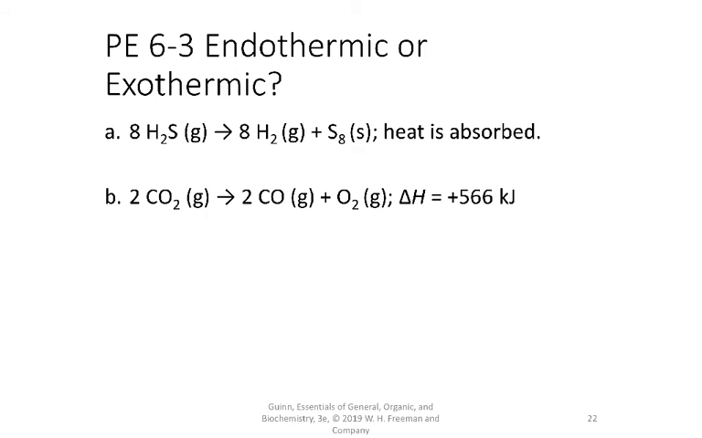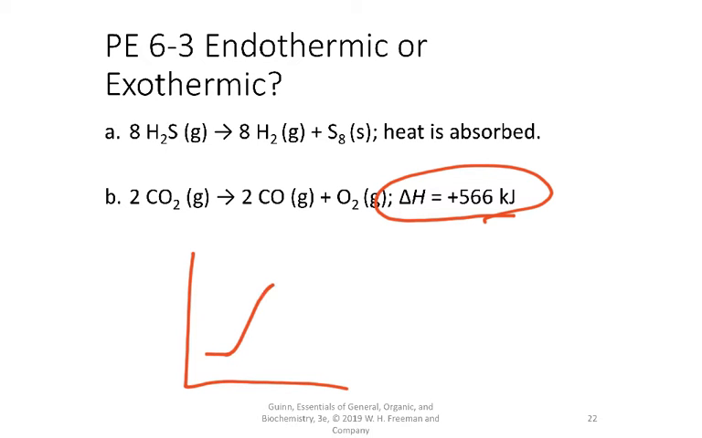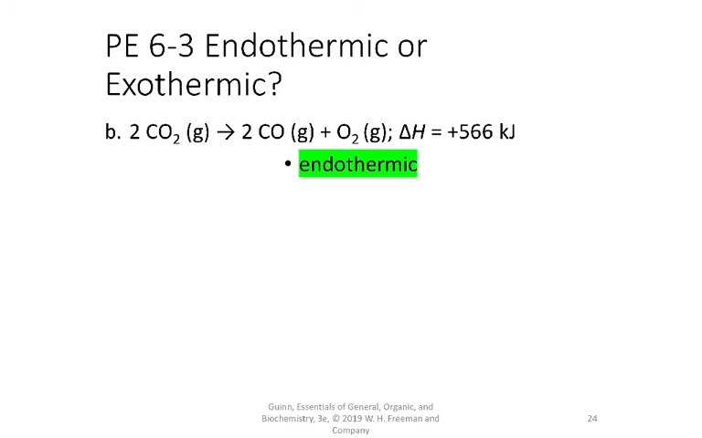B is another decomposition reaction. 2CO2 decomposes into 2CO and O2, and here the delta H value is given. It says delta H is a positive 566. So that means energy has to be put into the system. You could draw it like this, and so that would again be endothermic.